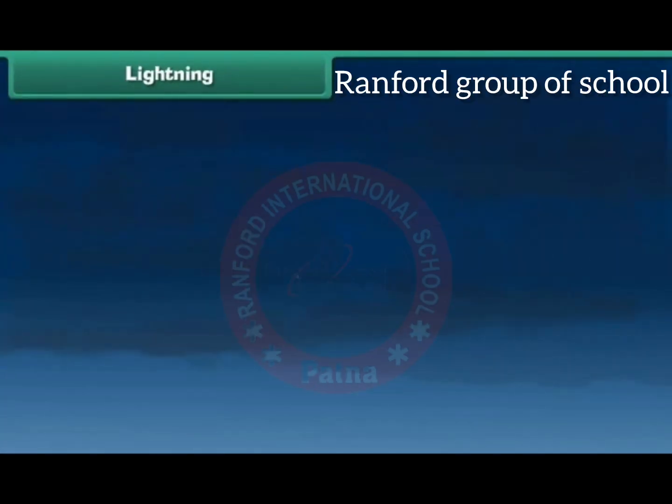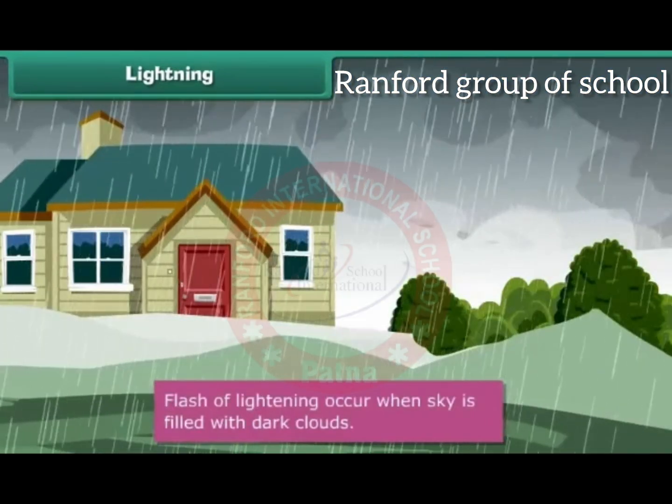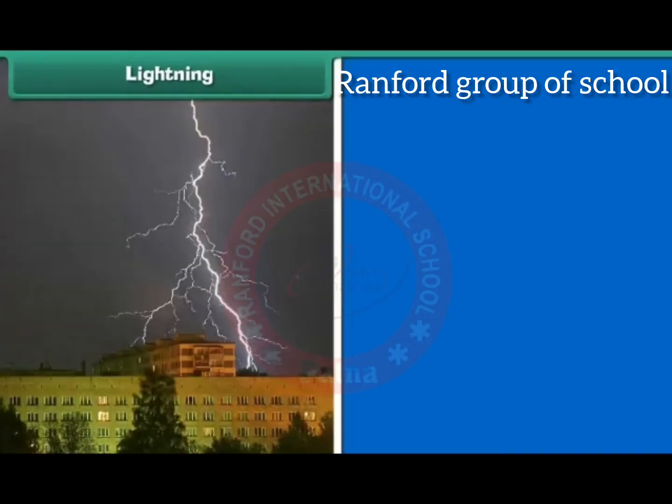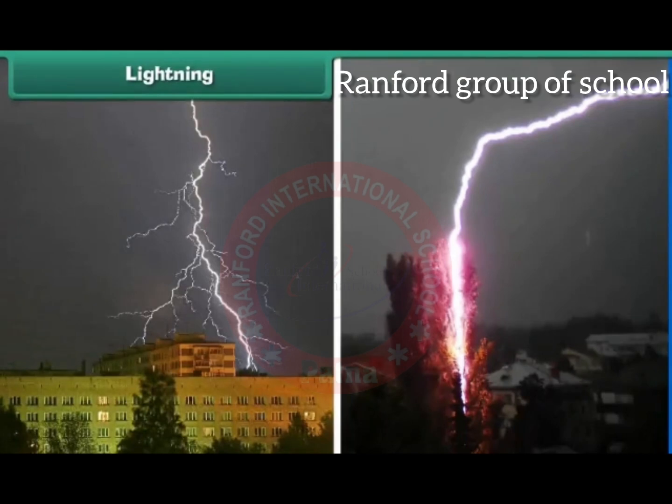Students, you know that lightning is also a natural disaster. During the rainy season, when the sky is filled with dark clouds, we see flash of lightning in the sky. The lightning may strike the buildings, trees, or a field. When lightning strikes, the existing things at that place burn. Sometimes animals and even people die due to lightning.